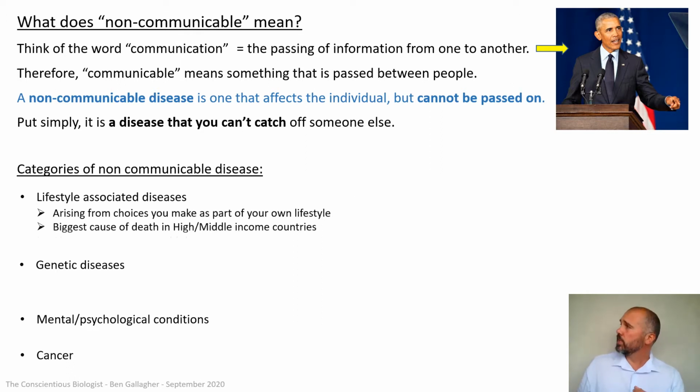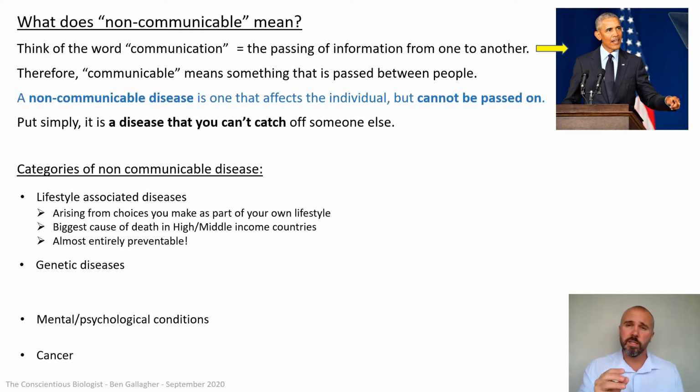Okay, so lifestyle associated diseases. What we're talking about here when we say lifestyle is that they arise from choices you make as part of your own lifestyle. So it's kind of diseases you choose to have, although you don't consciously choose to have them. No one's going to consciously go, oh, I really want that disease. But because of things you do in your life, you're going to end up giving yourself that disease, or certainly put yourself at a much greater risk of that disease.